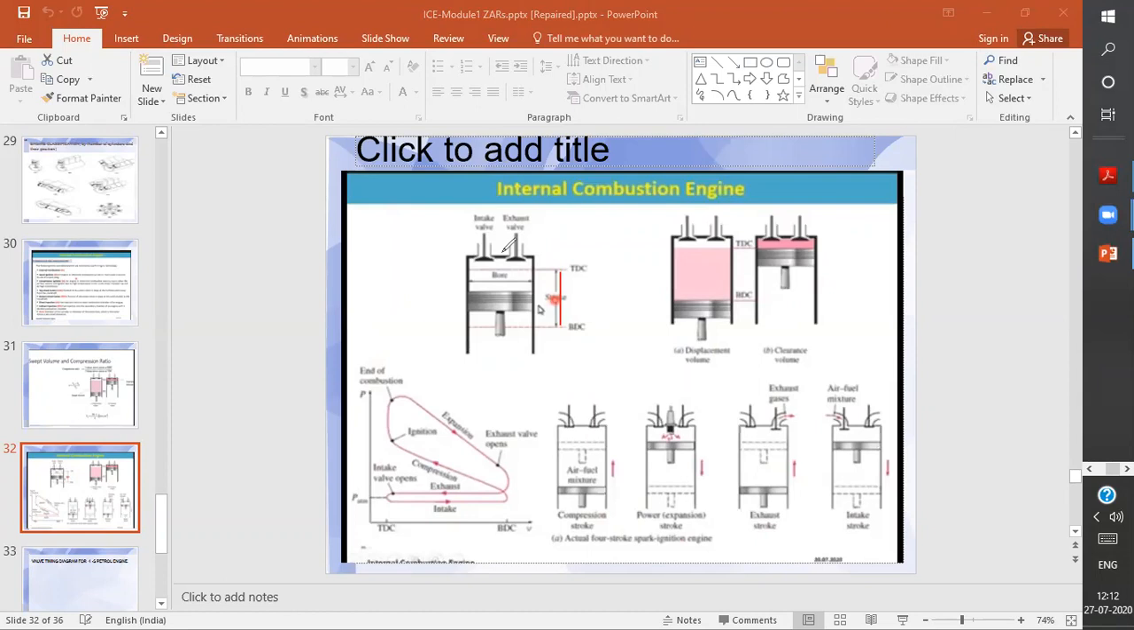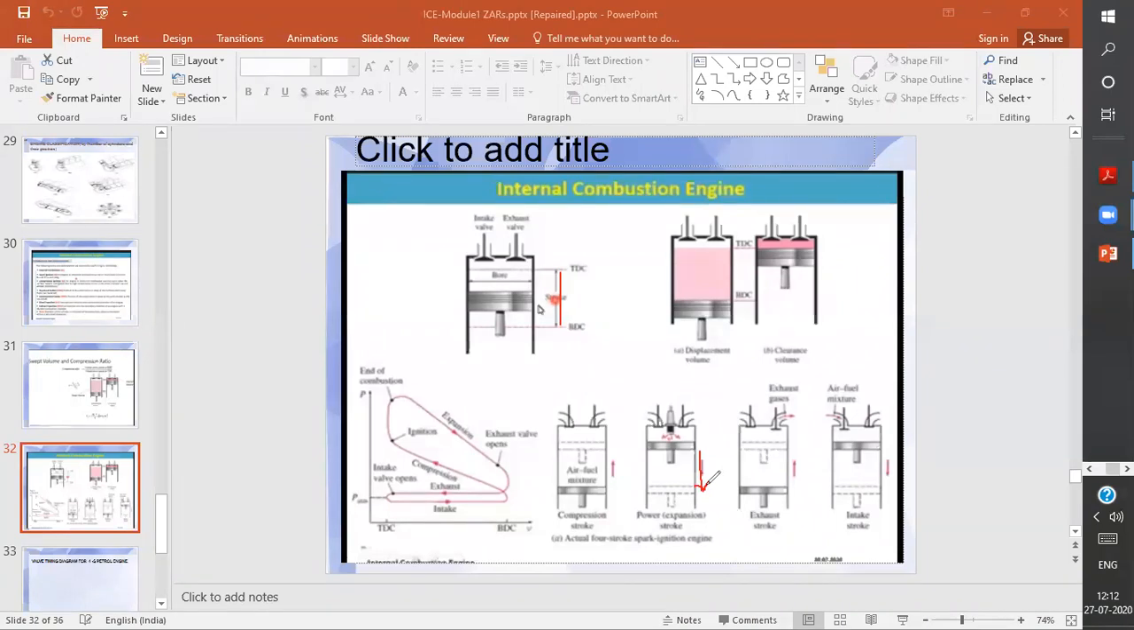The spark plug will ignite it, and then the piston will move back from TDC to BDC downwards. See here, this is the power stroke. The spark plug has ignited, the power stroke is happening here, and the piston is moving down. But exactly these things are not happening.